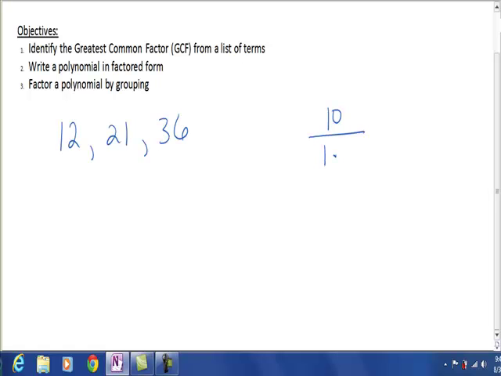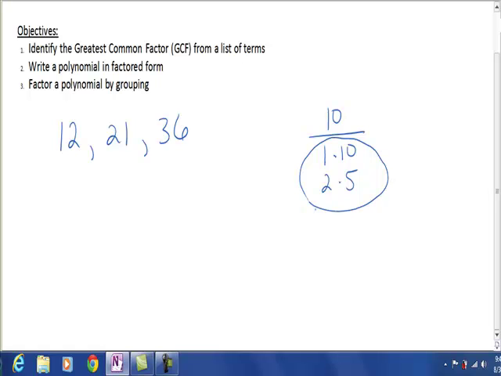Well, you've got 1 times 10 can make 10, and 2 times 5 can make 10. So the factors of 10 would be all four of those numbers, 1, 2, 5, and 10. All of these are factors of 10. So that's what we mean when we talk about a factor, a number that divides into another number.